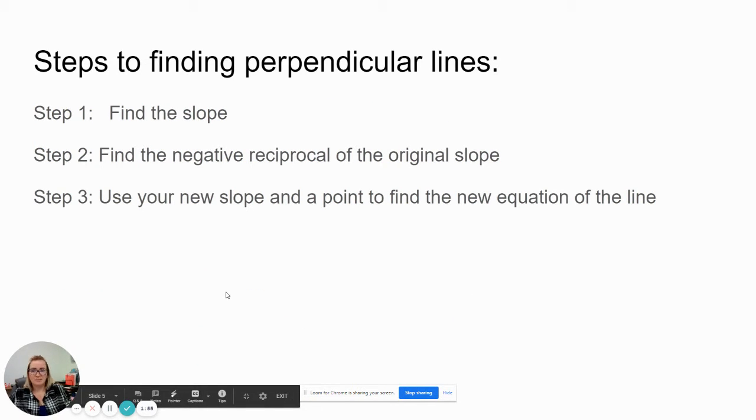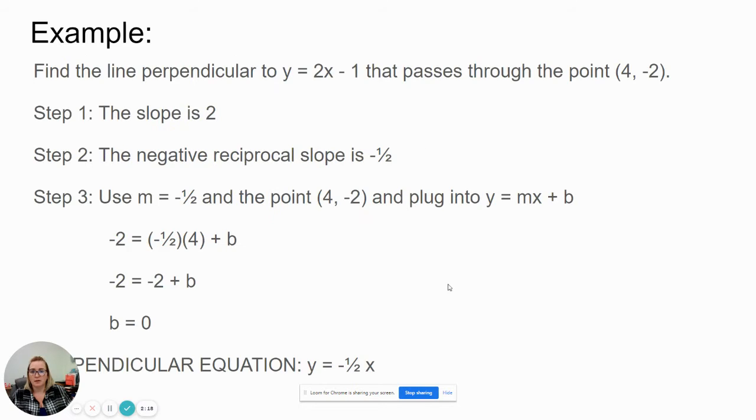All right, so the steps to finding our perpendicular lines are the same as for parallel. We got to find the slope. We got to find the negative reciprocal of that slope, and then we're going to use that to find our new equation of a line, okay? So this step 2 is the only step that is a little bit different for perpendicular, but no matter what, we have to figure out our original slope first. So here is an example. I kind of wrote it out for you so you could copy it into your notes if you needed to.